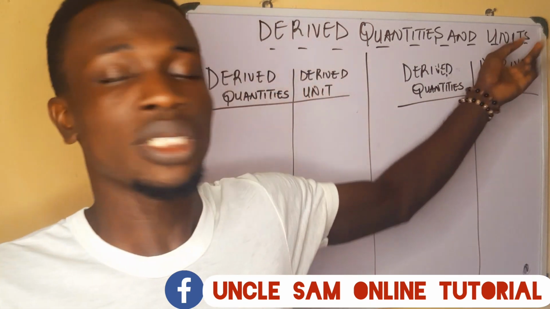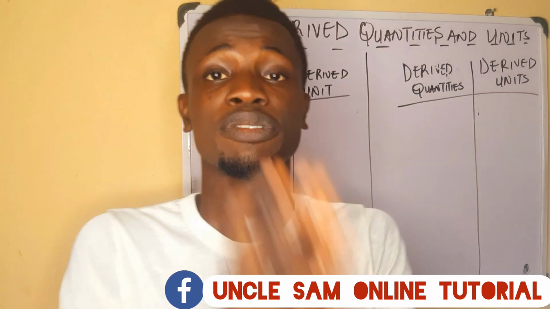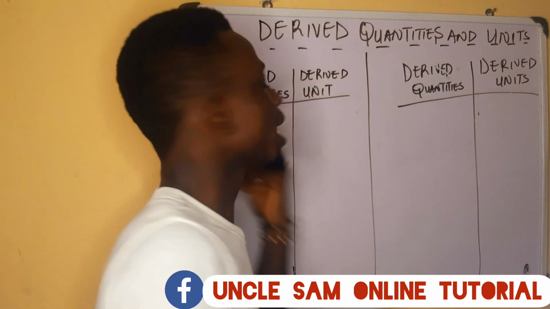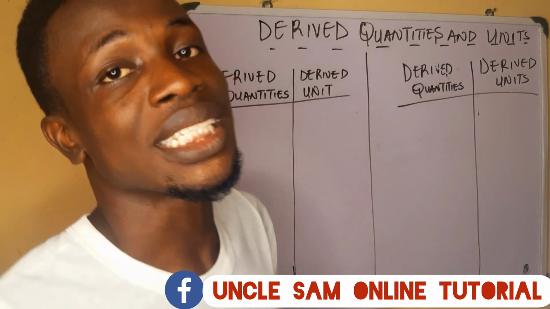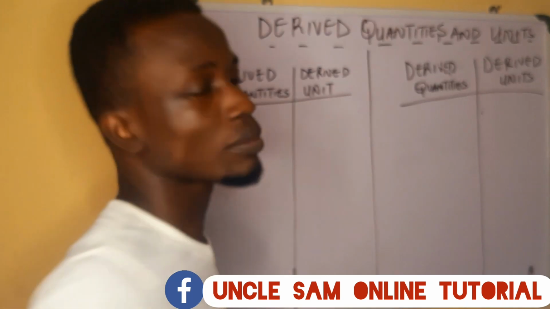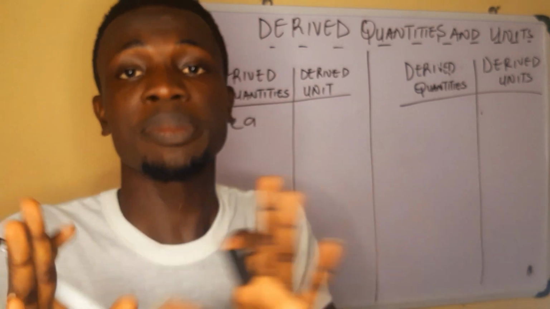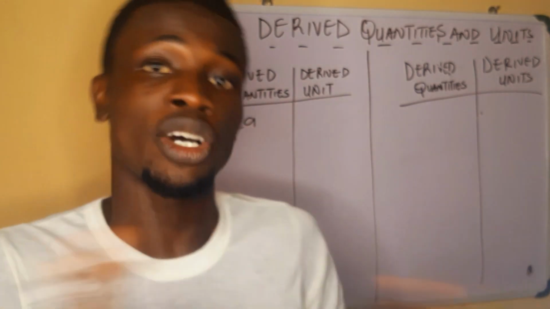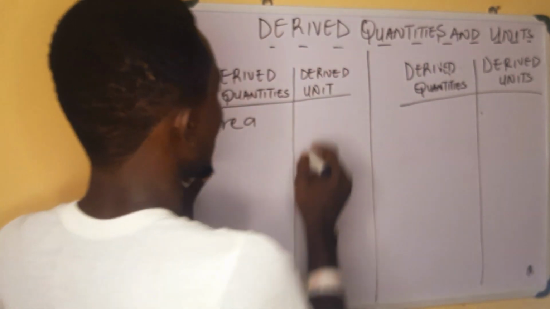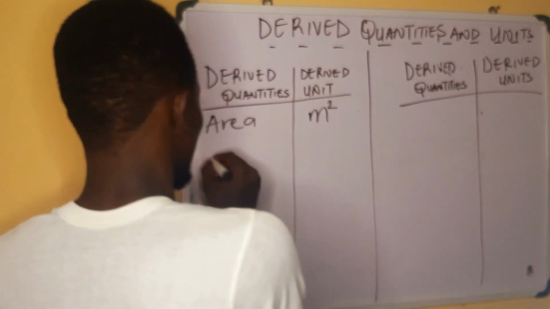Same thing with derived units. Derived units are also units that are gotten from a simple combination of the fundamental units that we treated in the previous class. So, examples of these derived quantities and their units. One is area. What is the derived unit of area? Now remember, I'll be using the fundamental SI unit. There are also other units, but I'll be using their fundamental SI unit. So for area, the unit is meter square.